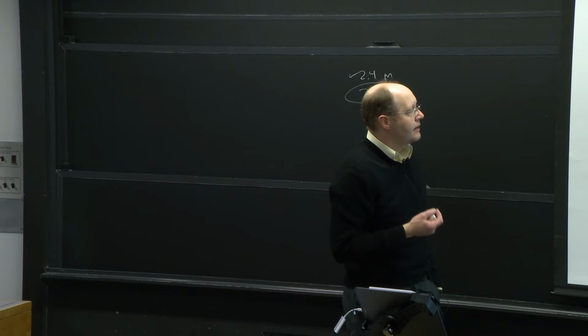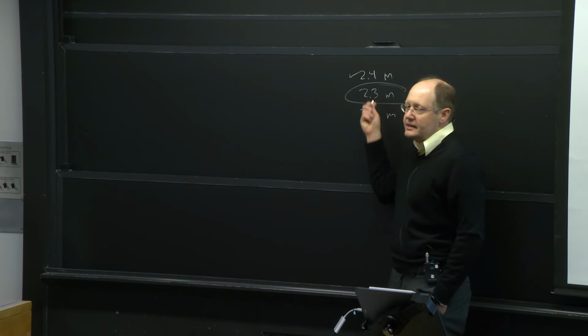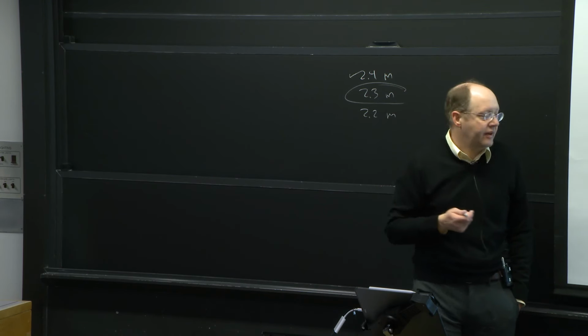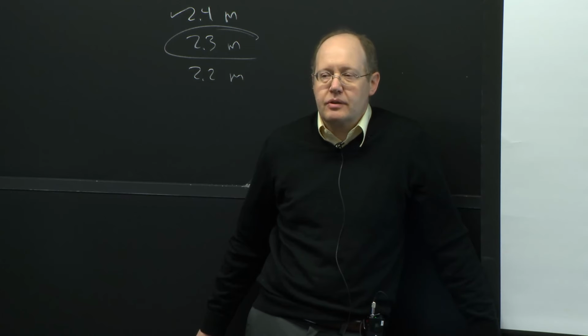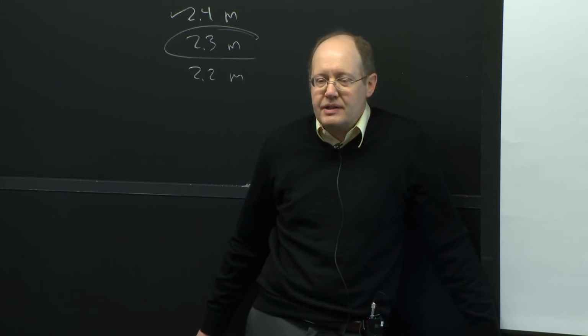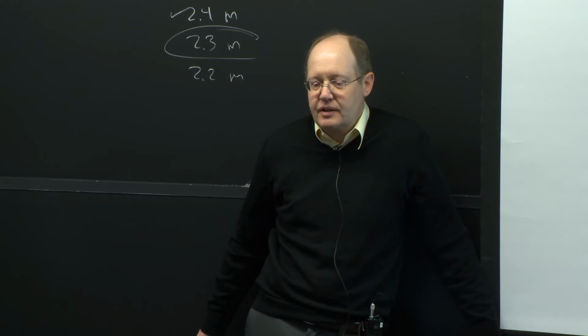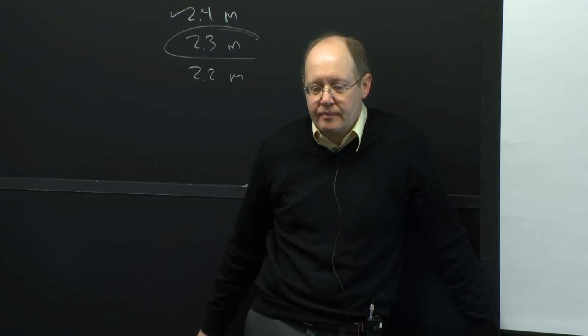Why do we do that? It turns out it becomes a very easy auction to analyze, so it's a very nice mechanism in that sense. Proposition: in the second price sealed bid auction, it's a weakly dominant strategy to bid your true value. So you don't have to think strategically about what other people are bidding or what the good is worth to them. You just have this dominant strategy, which is to write down your own value and bid that. That's a dominant strategy equilibrium.